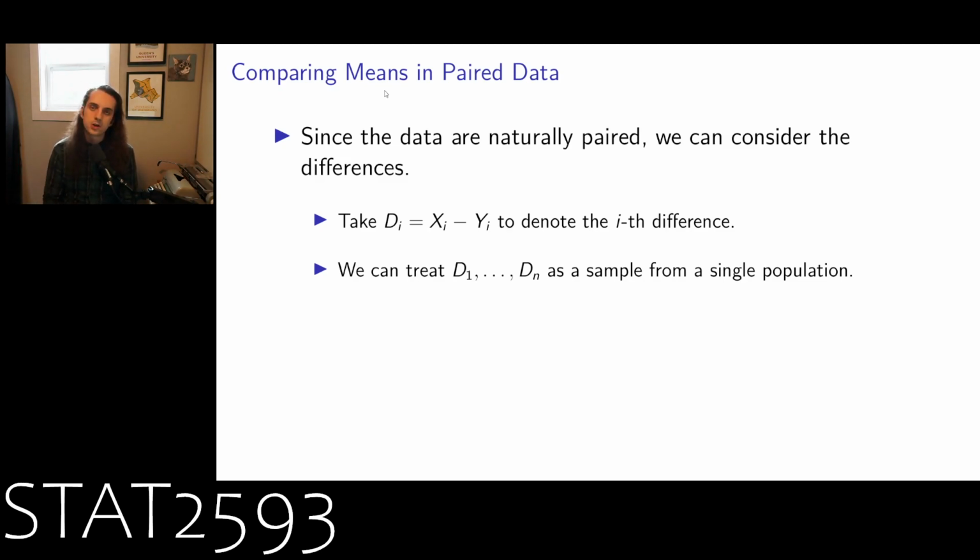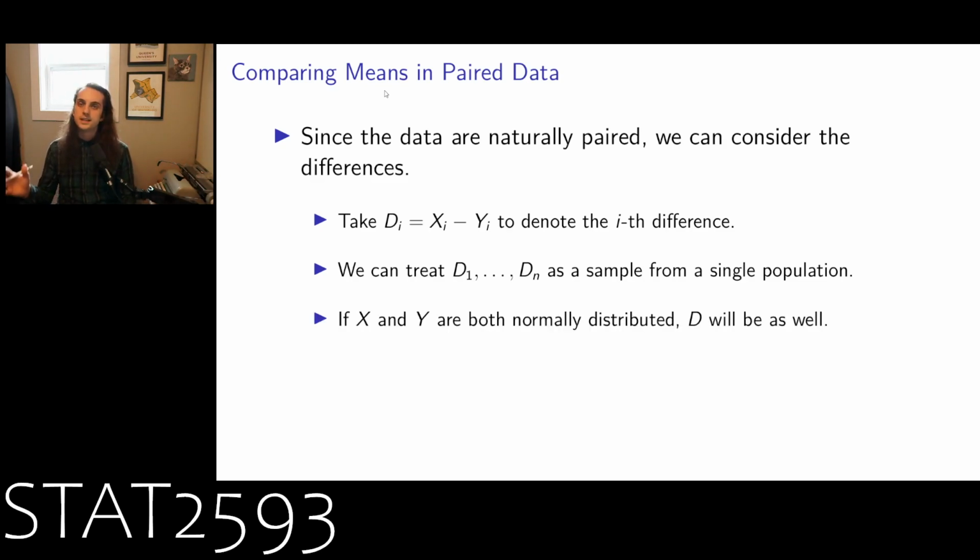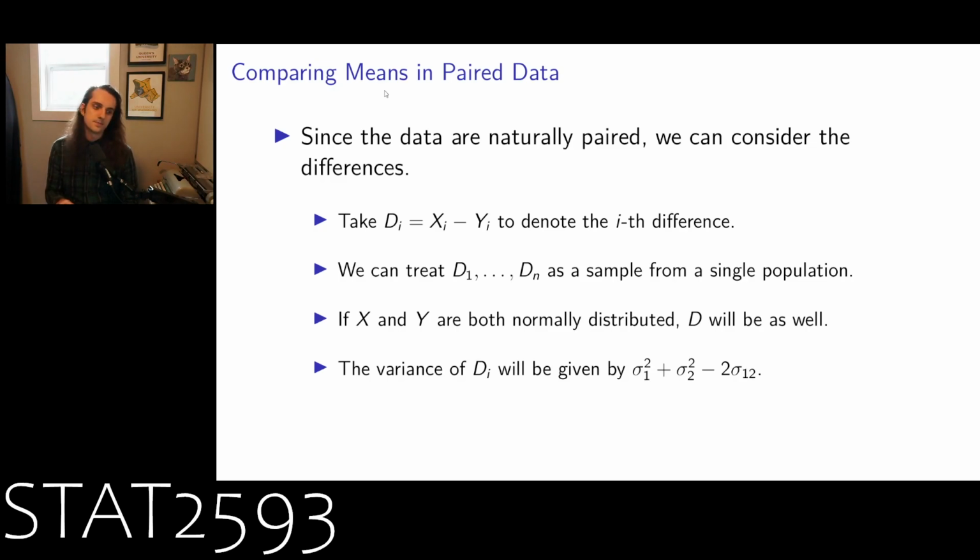We've already seen how to form confidence intervals, right? It's going to depend on the distribution of these differences, but we could treat this no different from any other single sample. So if x and y are both normally distributed, then d is going to be normally distributed as well. The variance of d is going to be given by the variance of x plus the variance of y minus 2 times the covariance. And the covariance is not actually a quantity that we have seen before up until now.